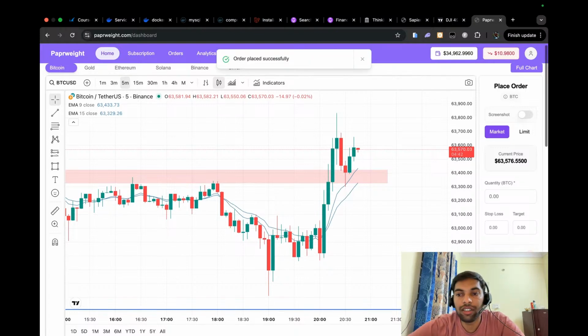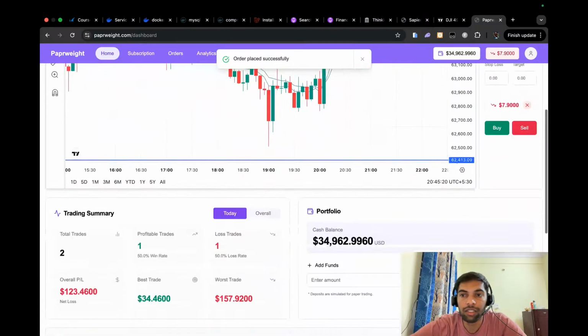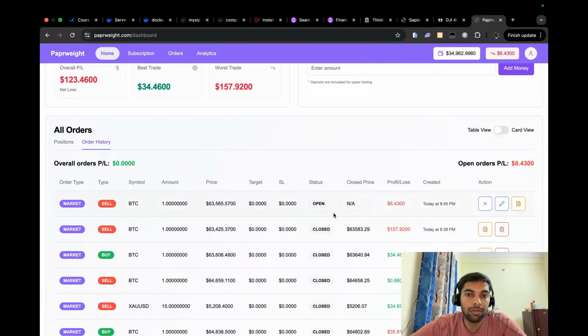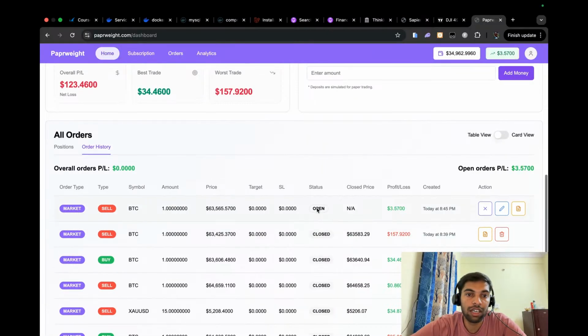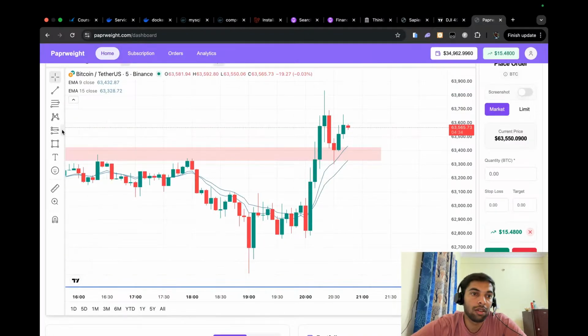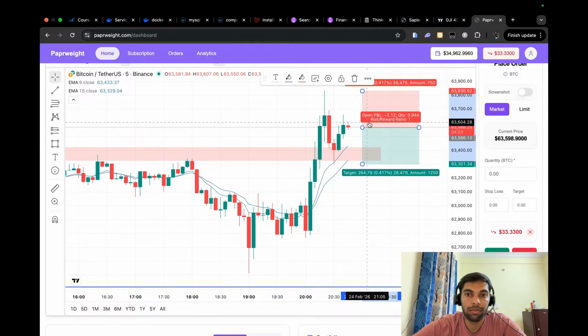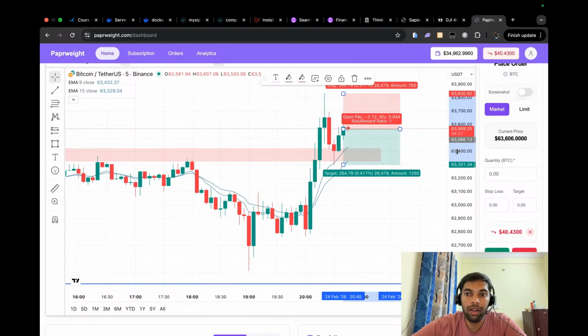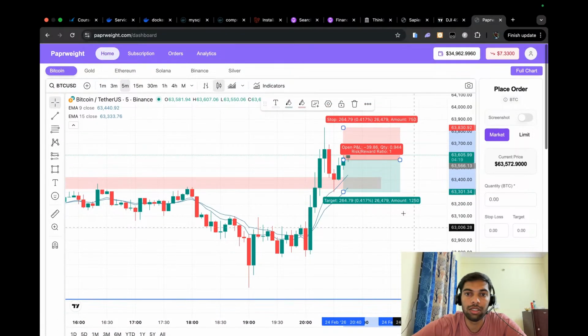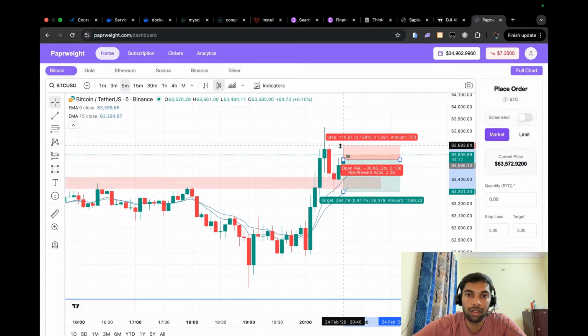I punched my trade in the downward direction again. Let's see where I punched my trade. It is at 63565. So short position again. All right, so this is my second short position.